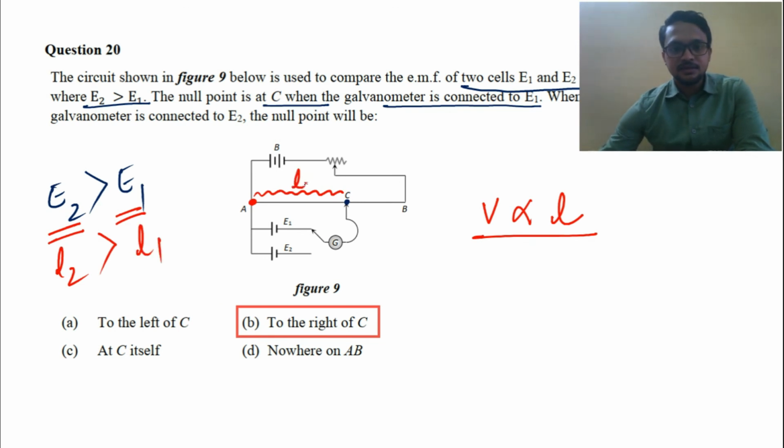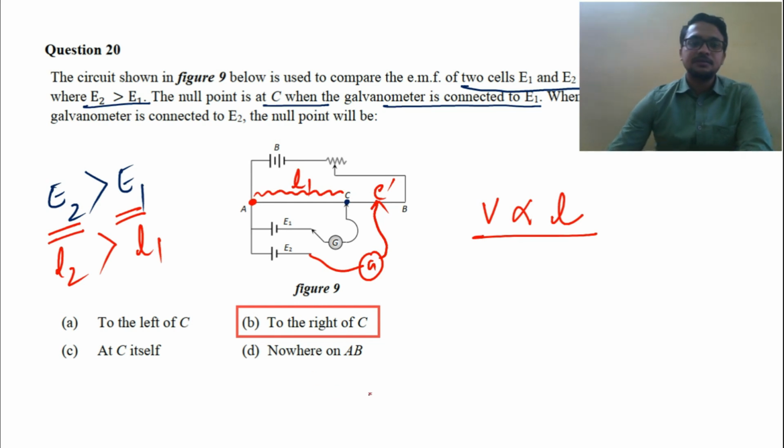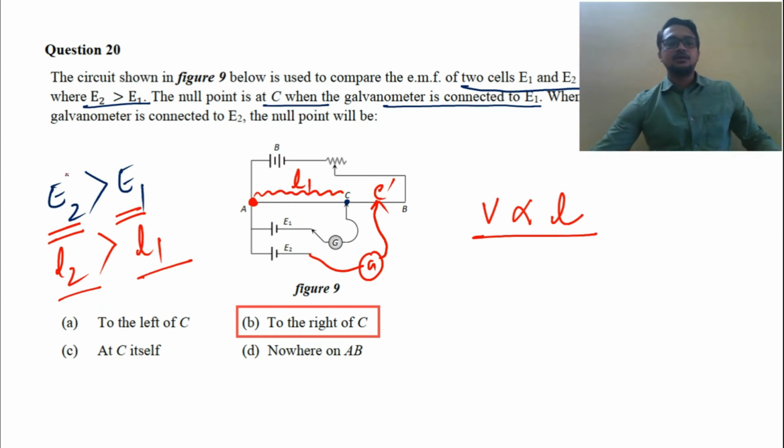Now this one is L1. L2 should be more, which means if we connect this point with a galvanometer, then the point will come at any point on the right side of C, because L2 is more than L1. Distances are measured from this point. So L2 should be more than L1 because E2 is greater than E1. So here the correct option is this.